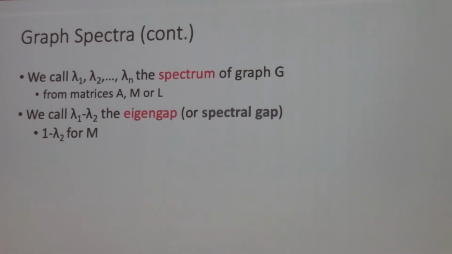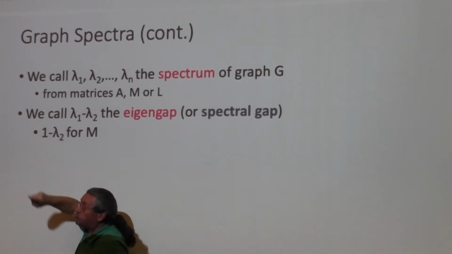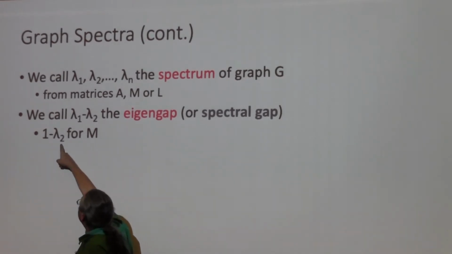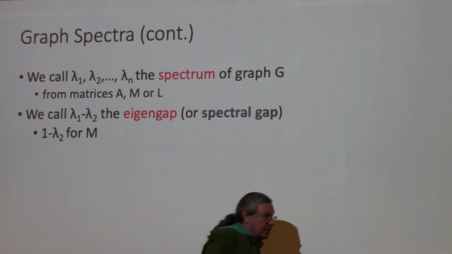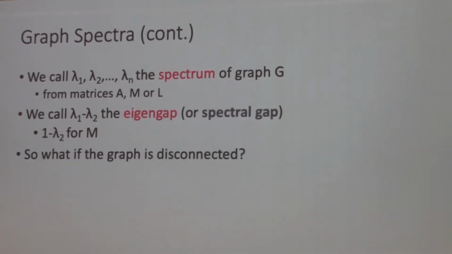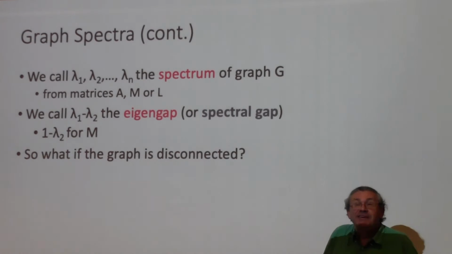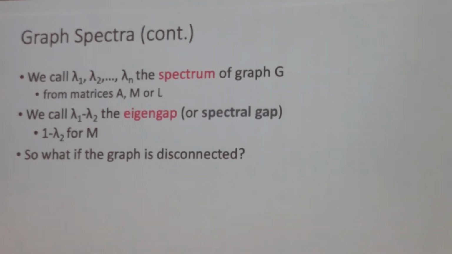So this difference between those two eigenvalues actually means something, and I want to give you some intuition on that. Okay? In the case of a transition matrix, we know that lambda 1 is equal to 1. But lambda 2 might be some smaller value, so it's the difference 1 minus lambda 2. So what is this eigen gap thing? What does it mean? Well, it actually means something when the graph is connected or disconnected. So let me show you what I mean.